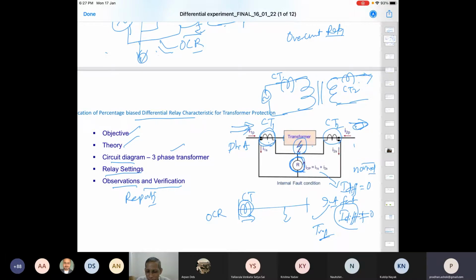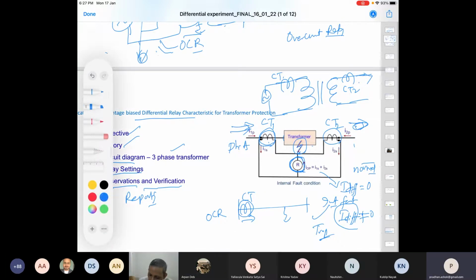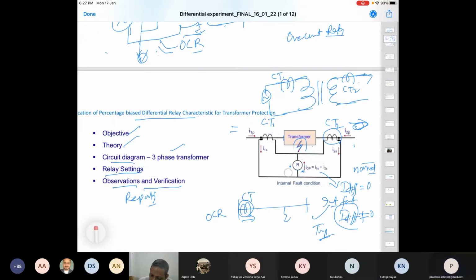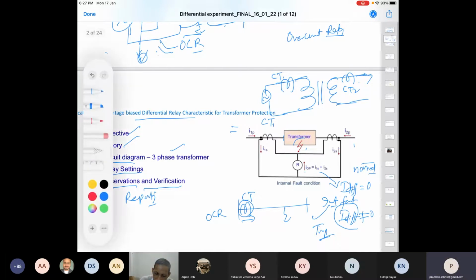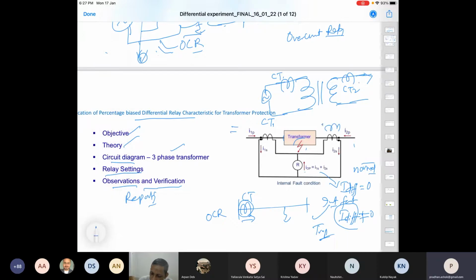Plus or minus depends upon what? The polarity of the connection of the CT. If I put my dot on this side, then the polarity will be reversed. So the secondary current, what I am saying, will be the other way. So with one CT remaining intact, the other CT I can change also.